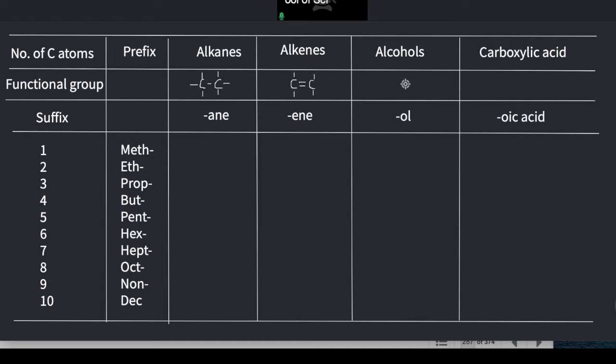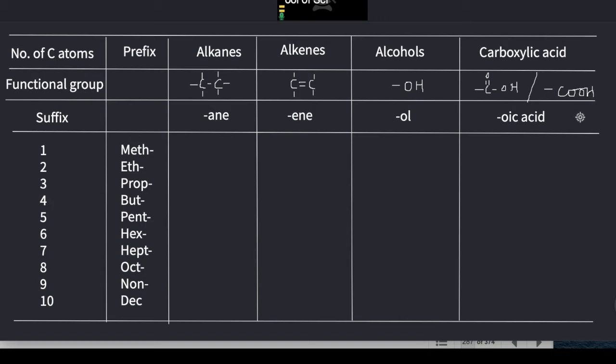Now alcohol, the functional group is OH, and then it is bonded with the carbon chain here. And carboxylic acid, the functional group would be COOH. So this is the functional group for carboxylic acid, and that will be bonded with another carbon chain. It could be short, could be long, but sometimes we can write it in this way, COOH.